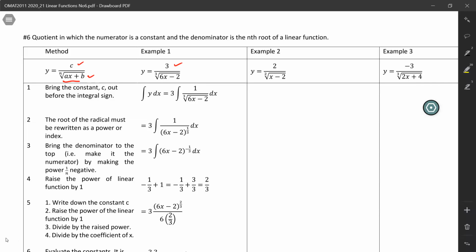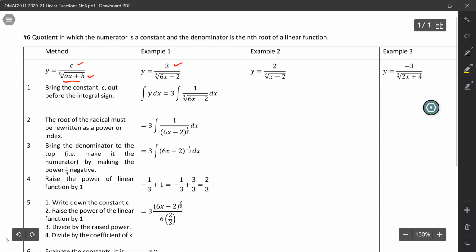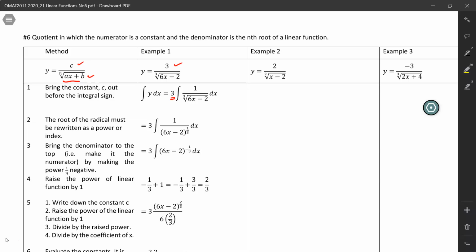The first step is to bring the constant out before the integral sign. So you can see in this first step, the 3 is taken outside, so it's 3 times the integral of 1 over the cube root of 6x minus 2.